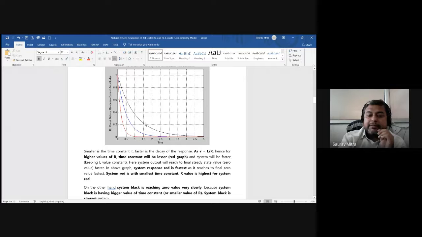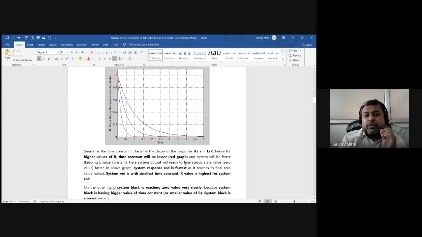And for this black, it is called flatter. It is going to zero almost after 5 seconds. Also it is not going to zero, so maybe at 10 seconds this graph will be equal to zero. So in this case R value is smaller. If R value is smaller, L by R value is higher, time constant is higher, the inductive current is touching the zero value at a higher time distance. So ये जो नीचे line लिखा हुआ है, this you have to read. So system will be faster, keeping L value constant.